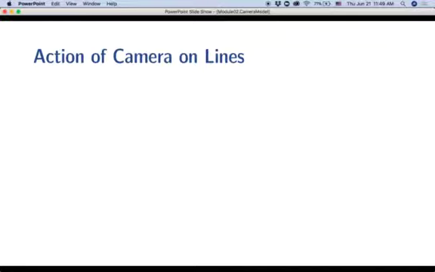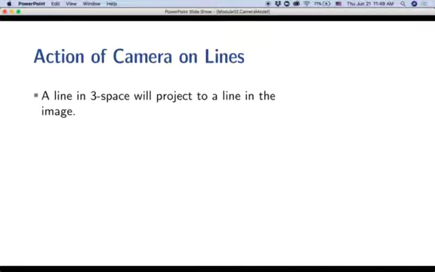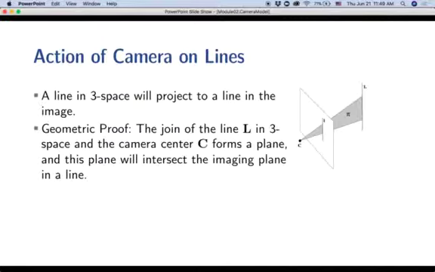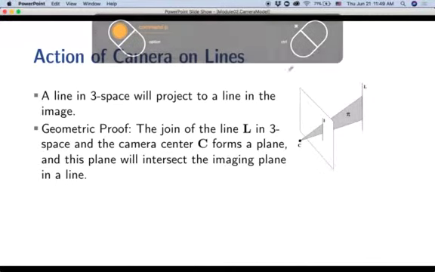Okay, so my claim here is that a line in 3-space will project to a line in the image. This is actually the fundamental property of these pinhole cameras. Okay, lines map to lines. A line in 3-space will map to a line in 2-space. This is actually easy to see intuitively. Why? Because this is the geometric proof of that.